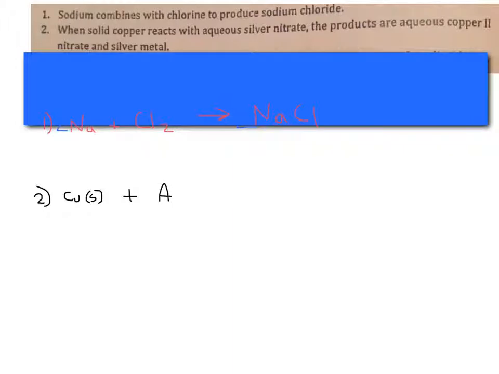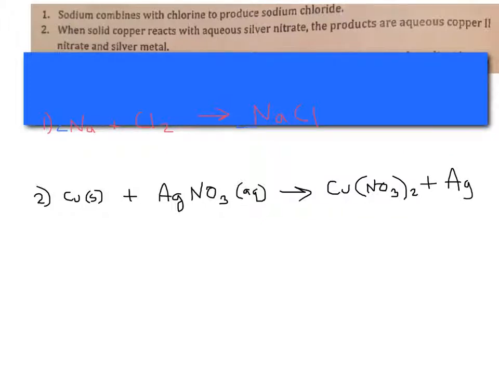So we have to make silver nitrate, which is Ag plus 1, and nitrate is NO3 minus 1, so AgNO3 yields copper 2 nitrate, so it's going to be Cu plus 2. And then nitrate, of course, is still NO3 minus 1. So it's going to have to be Cu(NO3)2, plus just silver metal, which is Ag. We forgot the aq on the other one.